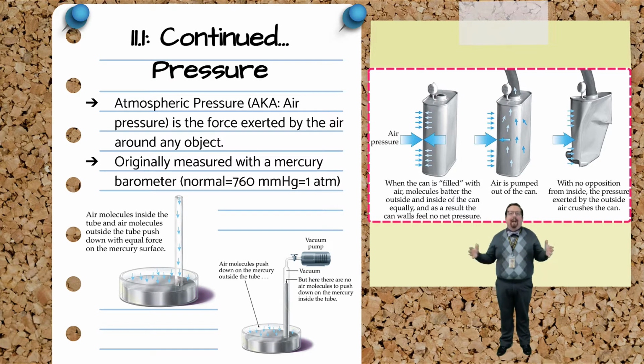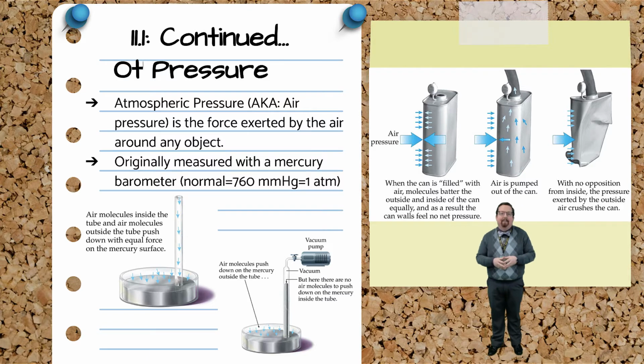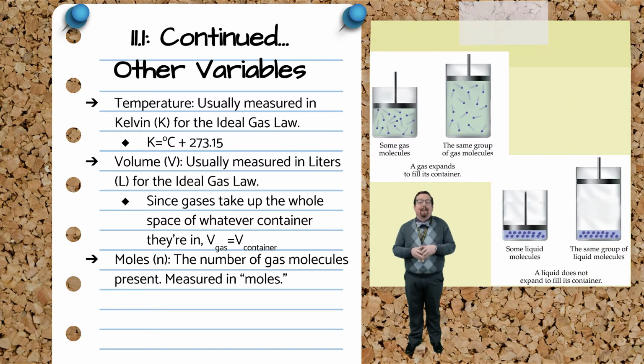There's no air pressure to counteract the pressure from outside of the can, so the can will end up crushing in on itself. The other variables are pretty short and sweet to summarize. Temperature is just the temperature of the gas. For our purposes with the ideal gas law, we tend to measure the temperature in units of Kelvin. To find the temperature in Kelvin, we just add 273.15 to the degrees Celsius temperature.